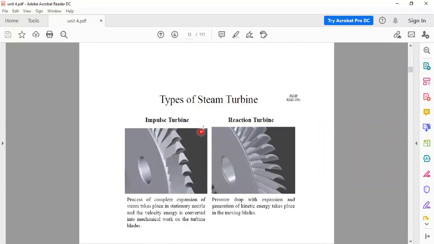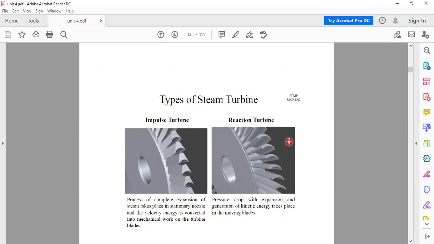So, see the types of steam turbine, mainly classified as impulse turbine and reaction turbine. In the impulse turbine, the process of complete expansion of the steam takes place in the stationary nozzle and the velocity energy is converted into mechanical work on the turbine blade. What is the major difference between impulse steam turbine and reaction steam turbine?